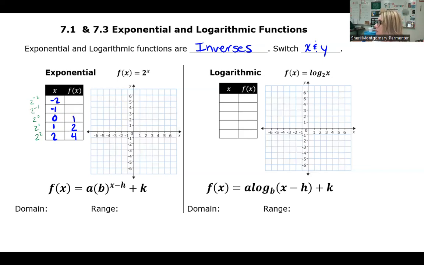So that means that it doesn't really matter what the base is. 2, 10, 11, 47. Anything to the 0 power is always 1. So that means unless you're shifting it left, right, or up and down, every single one of these functions will always have that point on it.